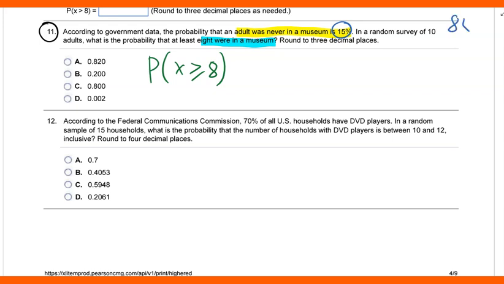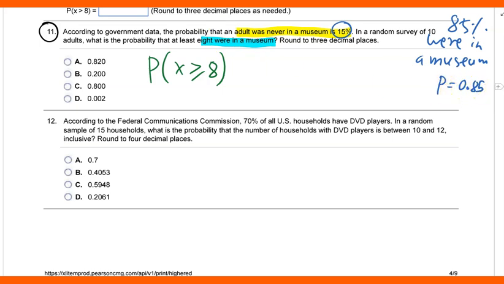85%, right? 85% were in a museum. Okay, here the probability of success is 85%, which is going to be p equals 0.85. But remember that the 15% is not the probability of success, because if you look at the question, out of 10 people surveyed, what's the probability that at least 8 were in the museum? I'm looking for the probability that the person was in the museum, which is 0.85.